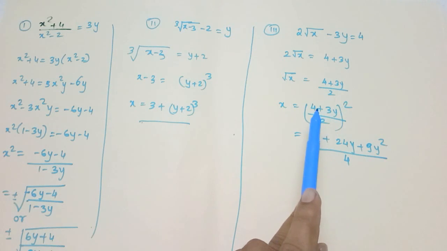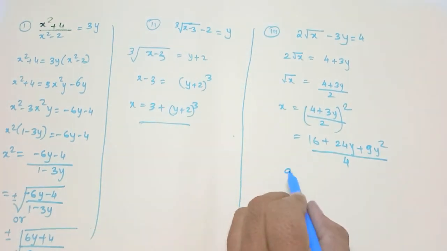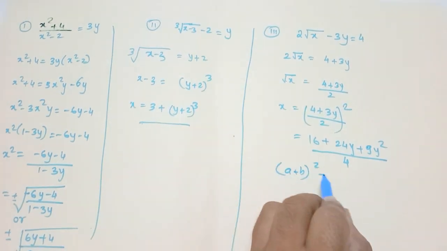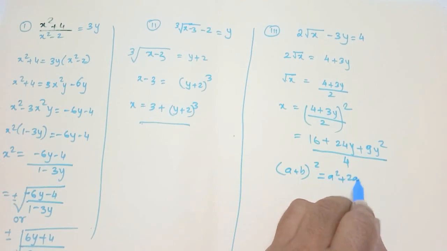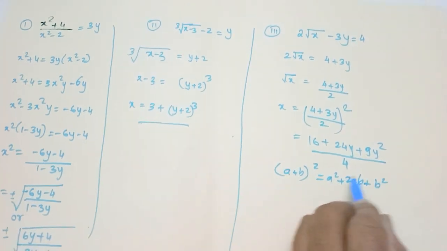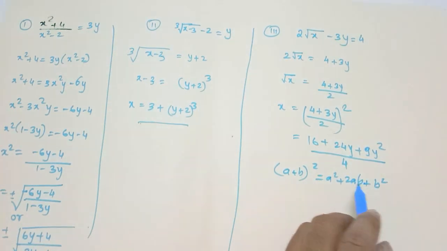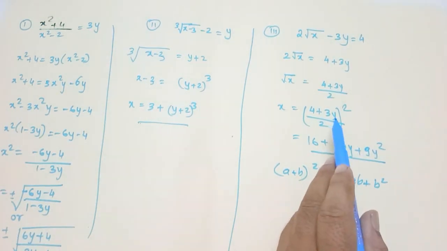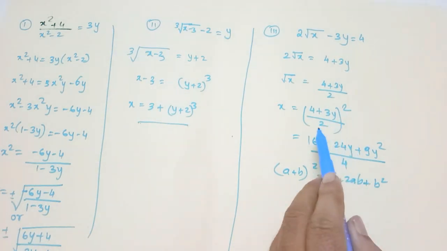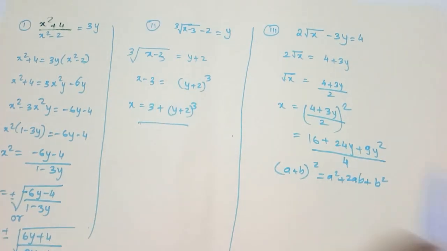A plus b the whole square is a square plus, remember that, a plus b the whole square is a square plus 2ab plus b square. And don't just write a plus b the whole square is a square plus b square. That's wrong. And that's going to be 9y square, and here 2, this power belongs to 2 as well. That's how it's going to be 2 square, which is 4.